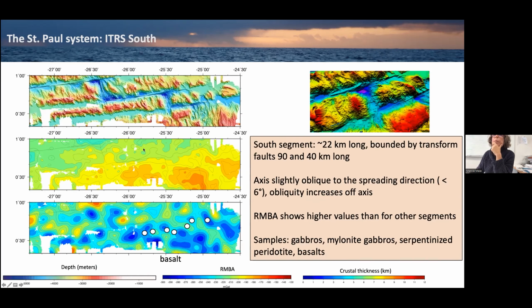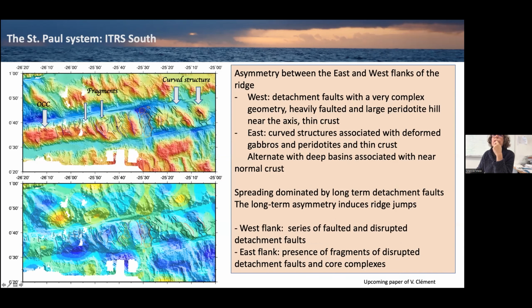Now, the south segment is very particular. It's very asymmetric. I'm not going into detail because there is a paper that's going to be published soon about the evolution of this segment. But it's the one that is associated with thin crust. And we have samples that return gabbro and peridotites. And we have a very asymmetric morphology, which we interpret as being formed by fragments of detachment surface that are on the west flank, and terminations and the tips of OCCs that are located on the east flank.